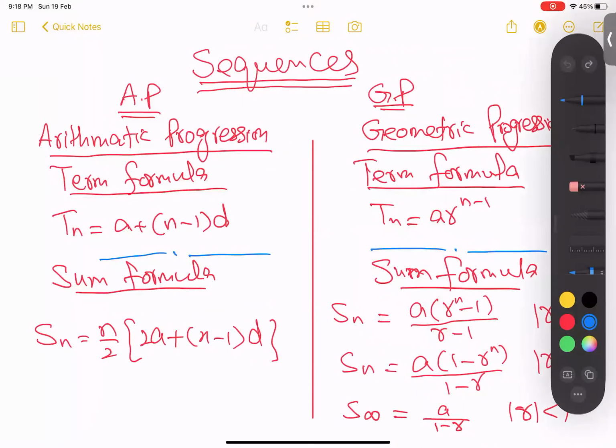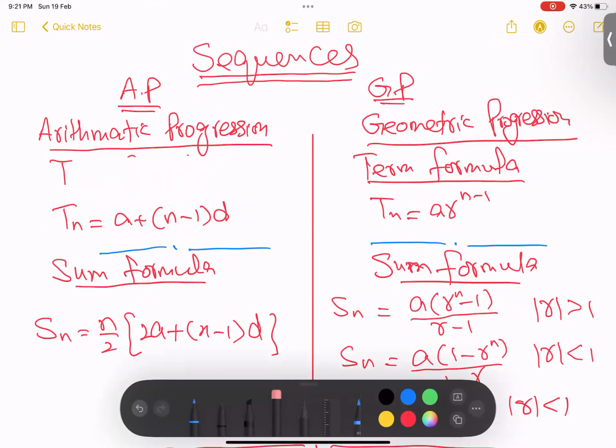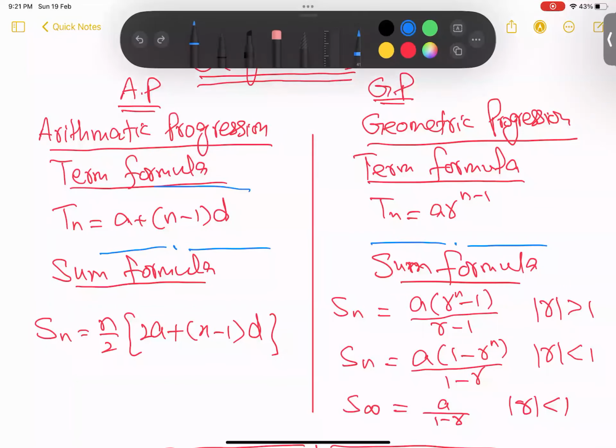Now I'm going to start some practice. First of all, you take and note down the formulas. I'm starting, inshallah, the next point. Now the term formula is over. I repeat my words, the term formulas are over. These two are called term formulas. So let's discuss the nth term formula, what the term formula is.